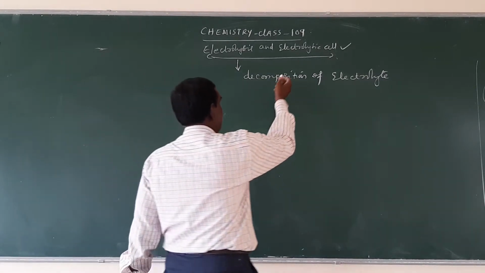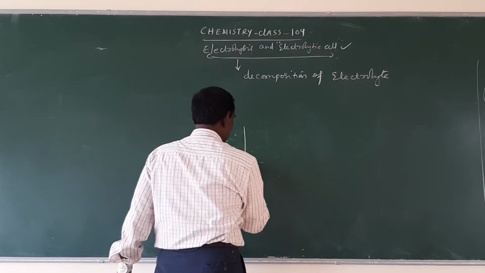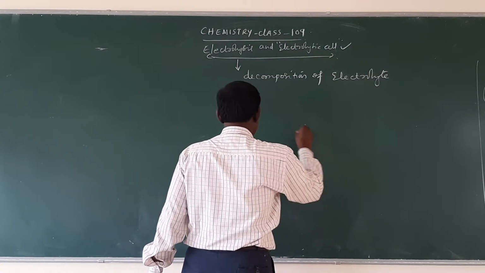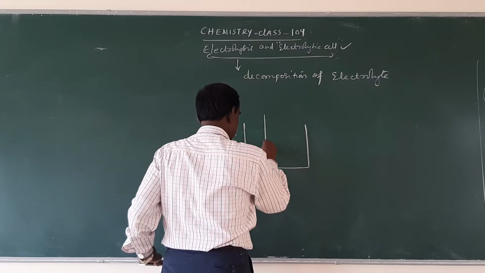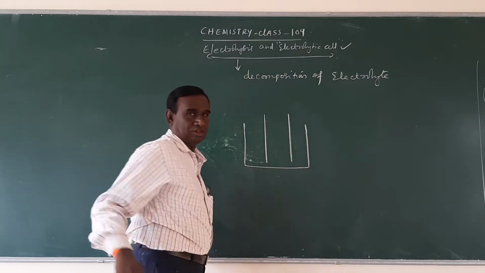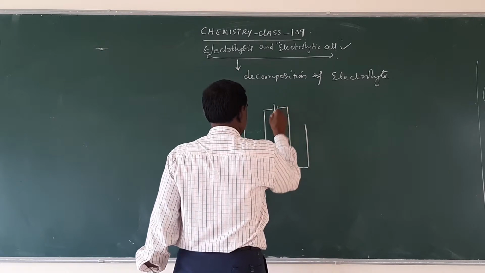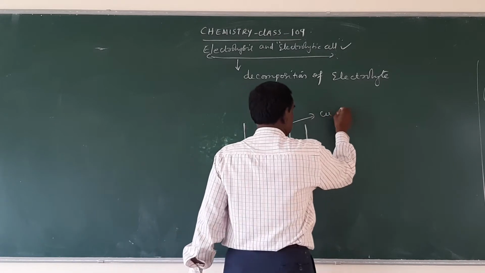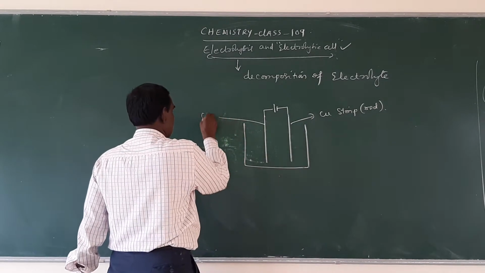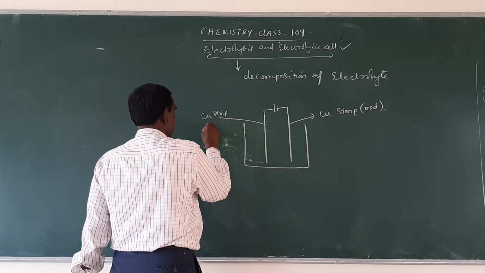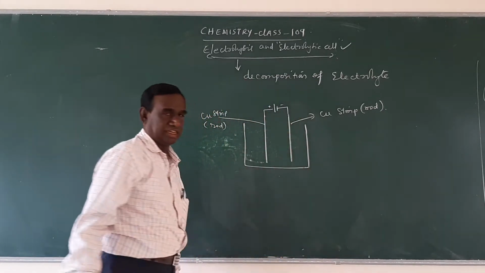Now, let us take a typical electrolytic cell. The electrolytic cell consists of two electrodes, actually two copper strips, or copper rods. This is one copper strip, and this is another copper strip. This one is taken as positive and this one is taken as negative.